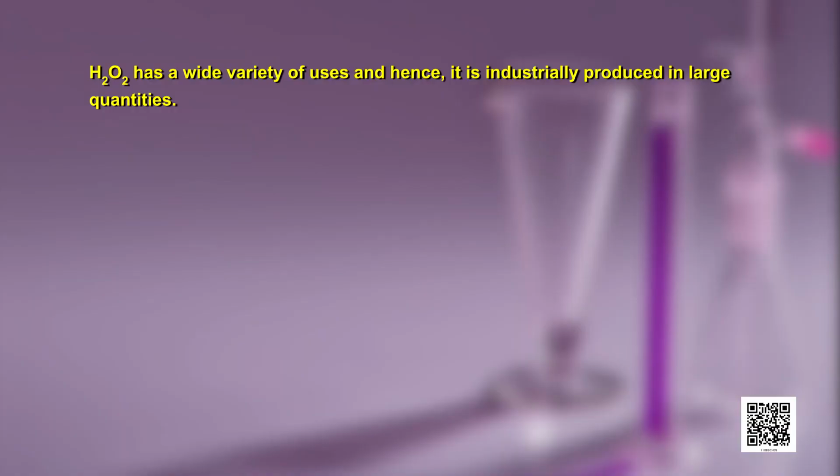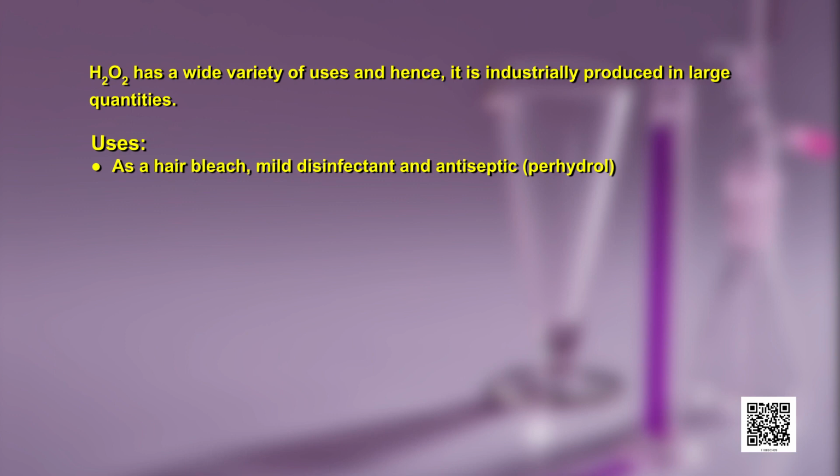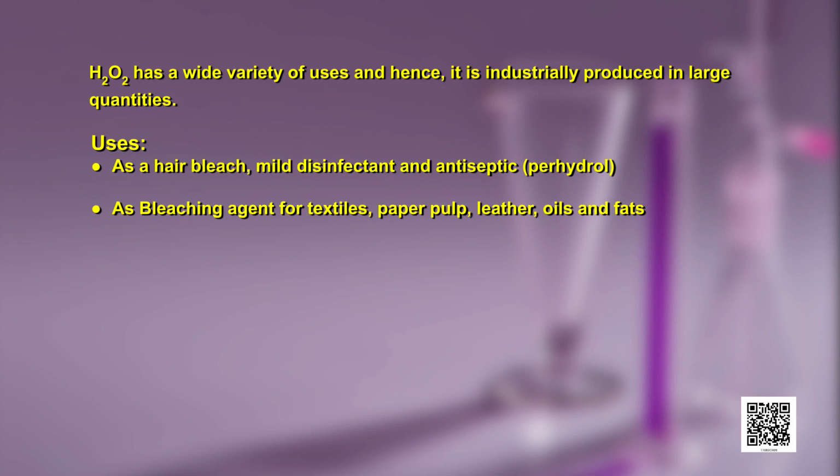Since storage has been taken care of, now it is time to see its wide variety of uses. Hydrogen peroxide has a wide variety of uses, and hence it is industrially produced in large quantities. It is used as a hair bleach, mild disinfectant, and as an antiseptic by the name perhydrol, as bleaching agent for textiles, paper, pulp, leather, oil and fats.